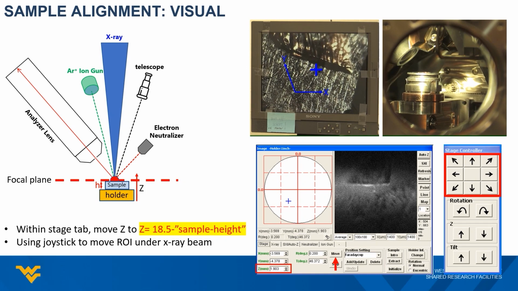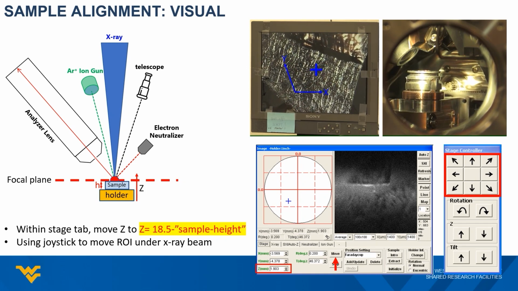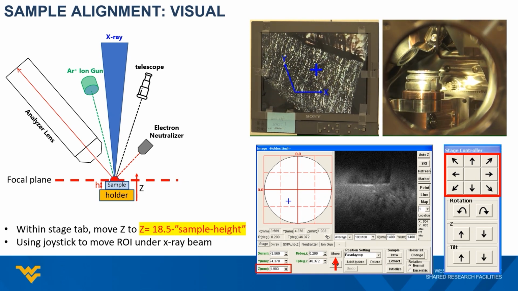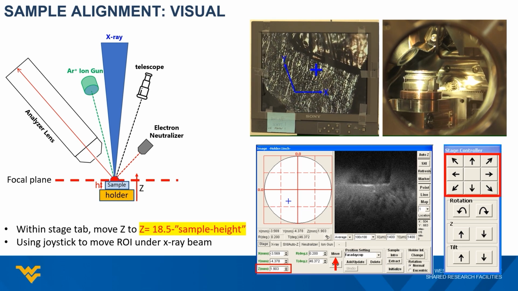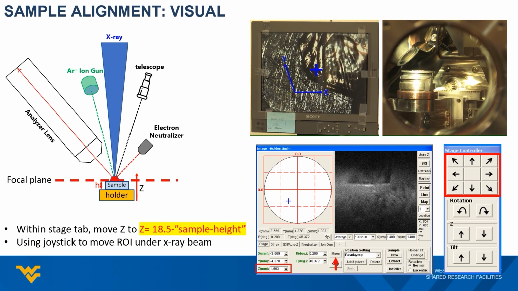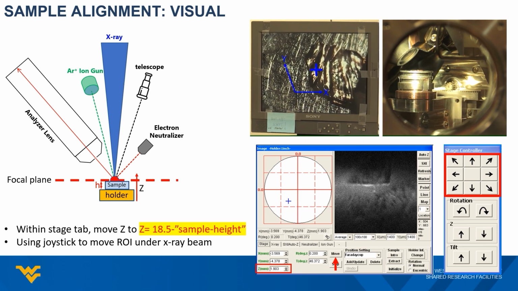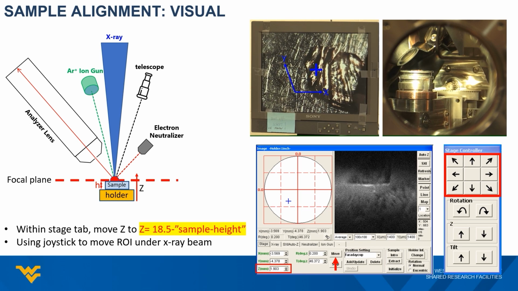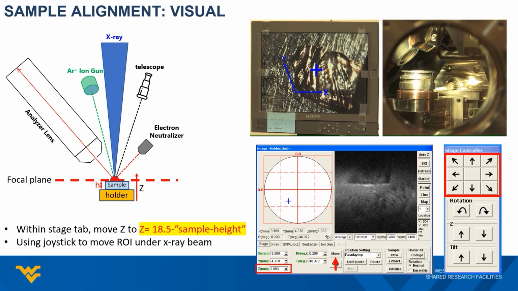Once that motion stopped, you could use the joystick and move the sample in plane. So that will allow you to put the region of interest, usually the center of your sample, under the X-ray beam.